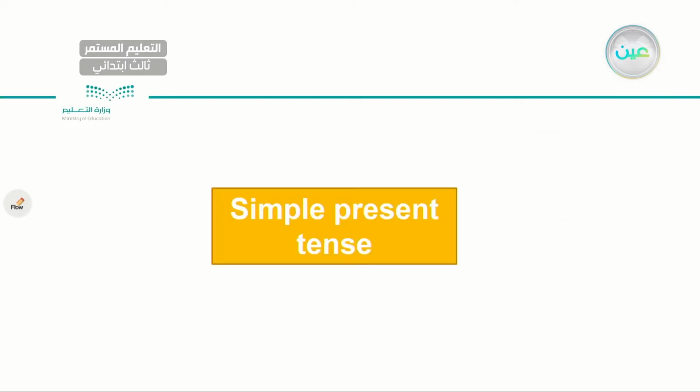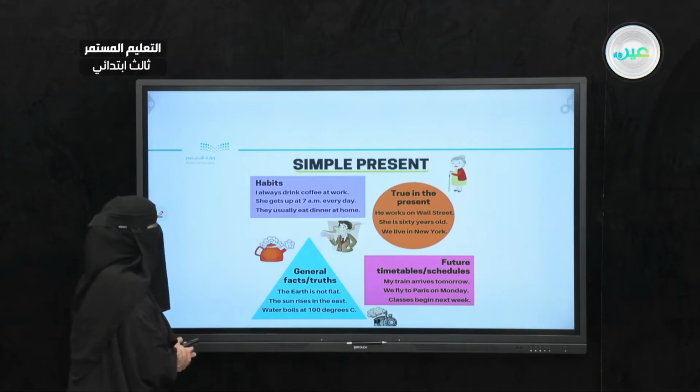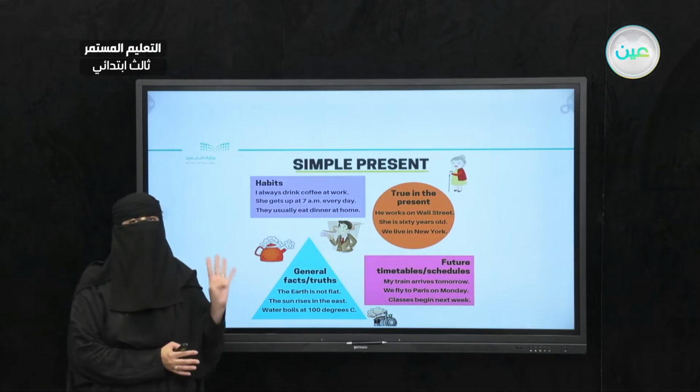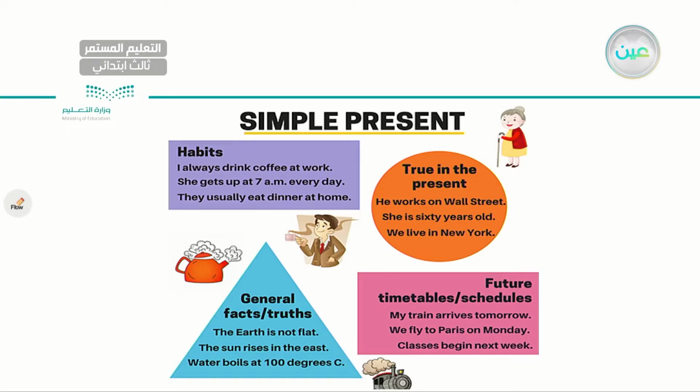Very good. Now, let me introduce a new grammar rule that's very important, and we often use this one, the simple present tense. It's very important how to use it, when to use it, what's the perfect way to use it. For the simple present, my dear student, we often use it in 4 different situations. Let's start with the first one. I use it to talk about habits, things I do in a daily routine.